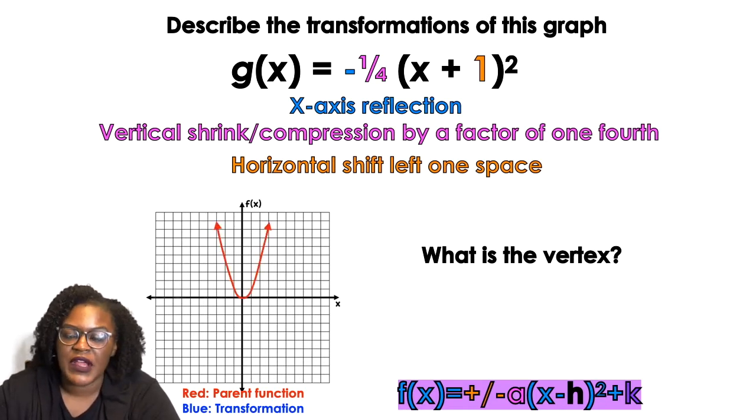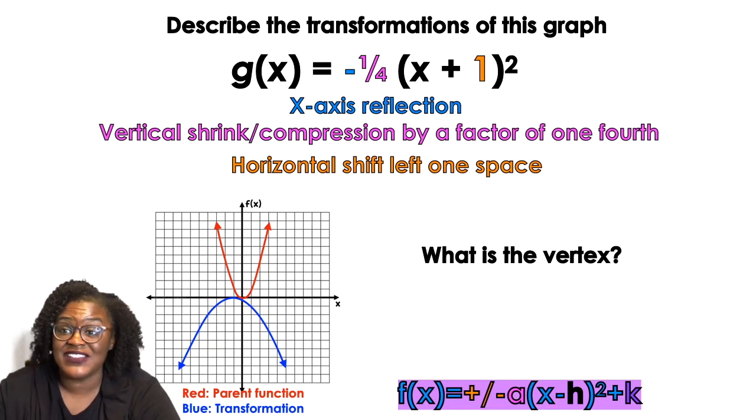Okay, so that's our parent function, and then our transformation would look something like that. Ooh, it's different, right? Because it's a lot fatter, and it's upside down, it's the whole thing.